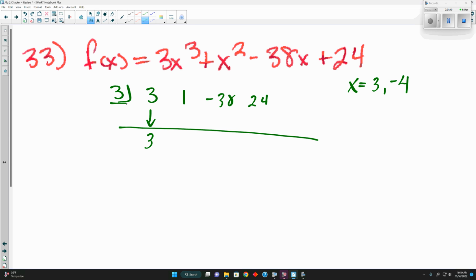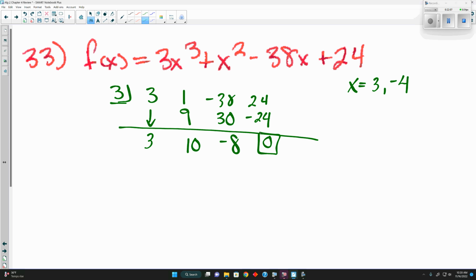3 times 3 is 9. 9 plus 1 is 10. 3 times 10 is 30. -38 plus 30 is -8. 3 times -8 is -24, and 24 plus -24 is 0, yes?